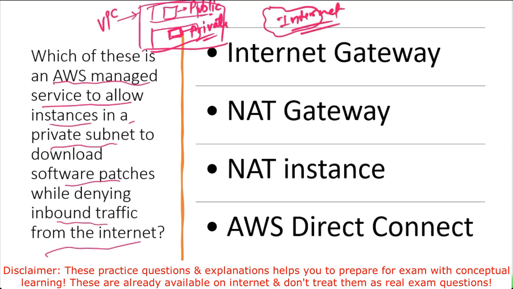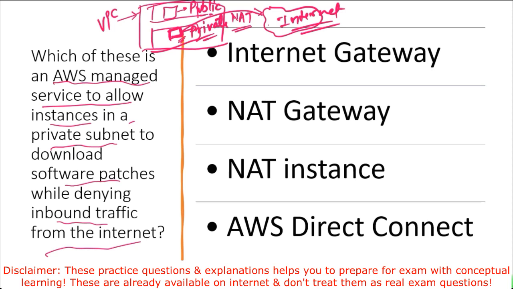To connect with the internet, we should have some gateway which provides connectivity between these instances and the internet. Whenever we need to connect an instance which is in a private subnet to the internet, we use a NAT gateway. In this case, the instance can download anything from the internet, but from the internet we can't access this private instance. It denies inbound connections.